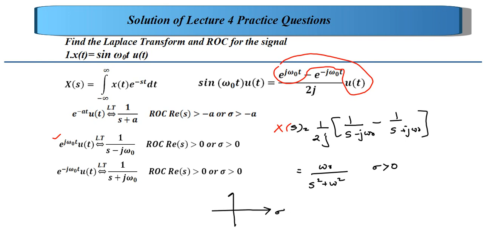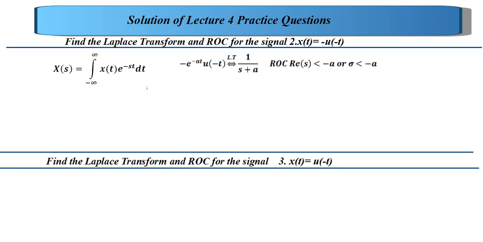So the ROC will be like this: sigma, j omega, and this is the s plane, and sigma is equal to 0 is here, and it is greater than 0, meaning towards the right. So this is the ROC. Okay, this is a standard result. You need to learn these results by heart, sine, cos, etc.